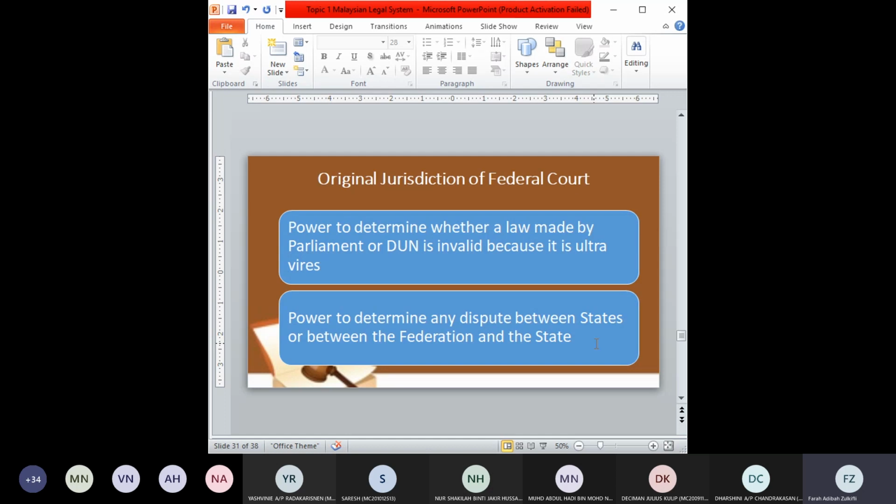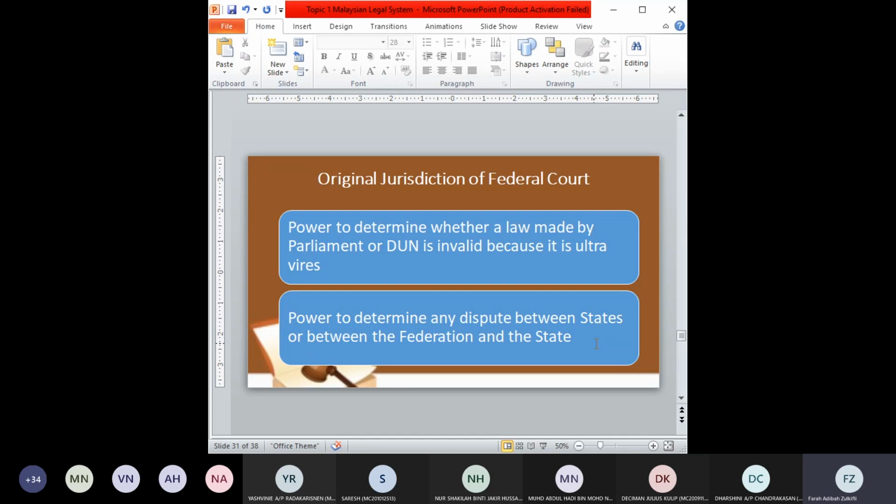So if you want to claim that a law is against the federal constitution, you have to go to the federal court. That is one. The other one is if there is any dispute between states. For example, the state of Selangor and the state of Negeri Sembilan are fighting over something. Their fight will be heard by the federal court.